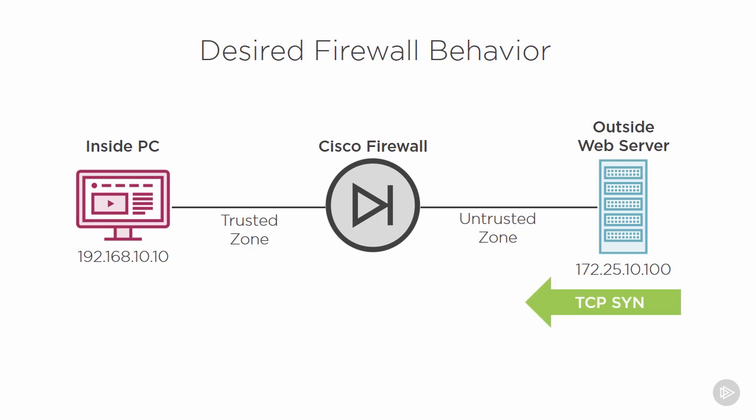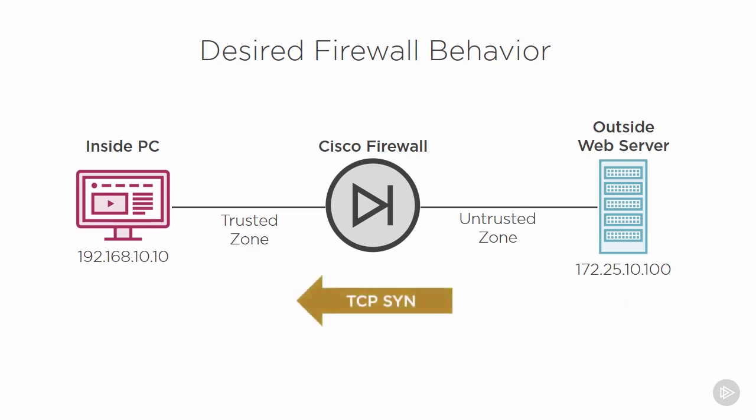What I don't want to have happen is to have my outside web server send a TCP SYN message into the firewall. I want that message to disappear. I want the firewall to block that message. Because I do not want outside devices building TCP sessions from the outside to the inside unless I explicitly allow them.